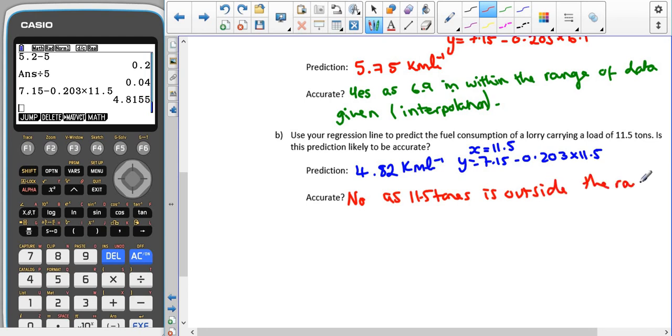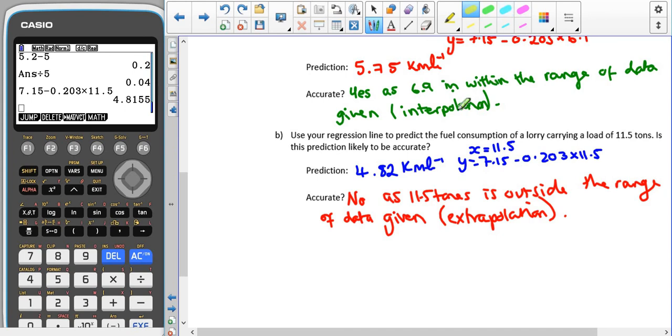the range of data given. And again, this has got a special word, which is extrapolation. So those are two key words that you need to remember. If the piece of data that you're looking up is inside the range of data, then the prediction that you use is going to be quite accurate because it's interpolated or used in interpolation. However, if the value is outside the range of data given, then it's not going to be a good prediction as it's been extrapolated or using extrapolation.